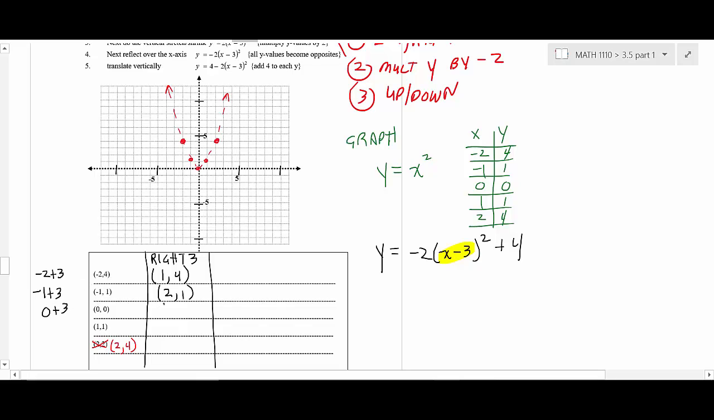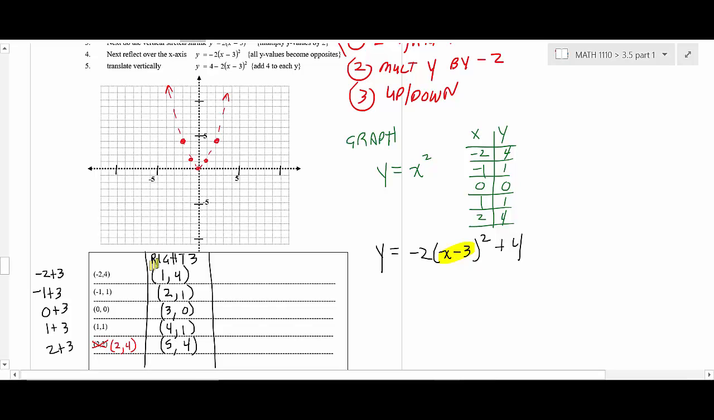0 plus 3 is 3, so that moves to 3, 0. Then the next one, 1 plus 3 on the x would take you to 4, 1. And then finally the last one, 2 plus 3 on the x would take you to 5, 4. Like that. So if you learn the order that these things are done in, you can easily do this.